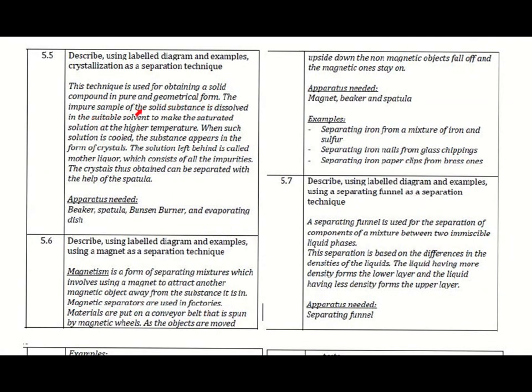The impure sample of solid substance is dissolved in a solvent to make a saturated solution at a high temperature. When such solution is cooled, the substance appears in the form of crystals. The solution left behind is called mother liquor, which consists of all impurities. The crystals thus obtained can be separated with the help of a spatula. The apparatus required: beaker, spatula, Bunsen burner, and evaporating dish. Let me explain it to you in more detail.